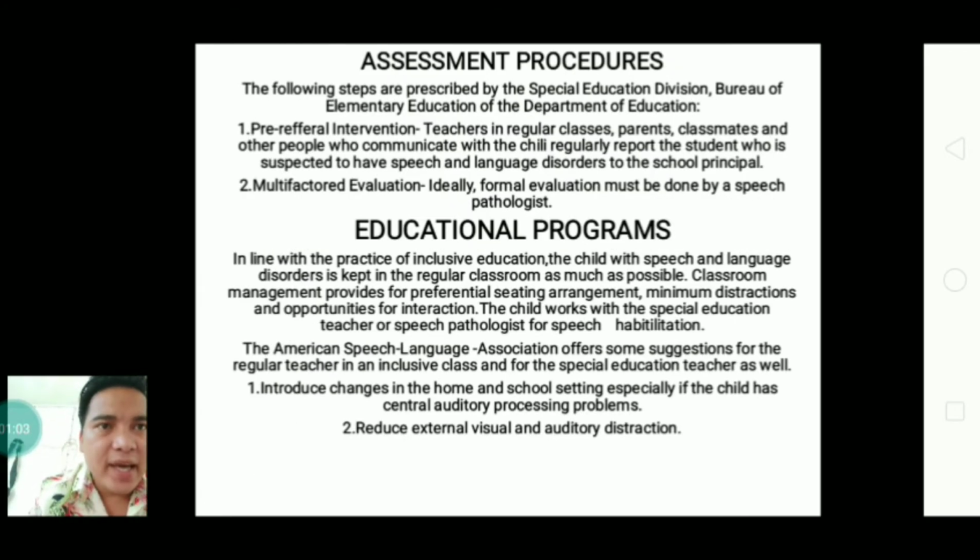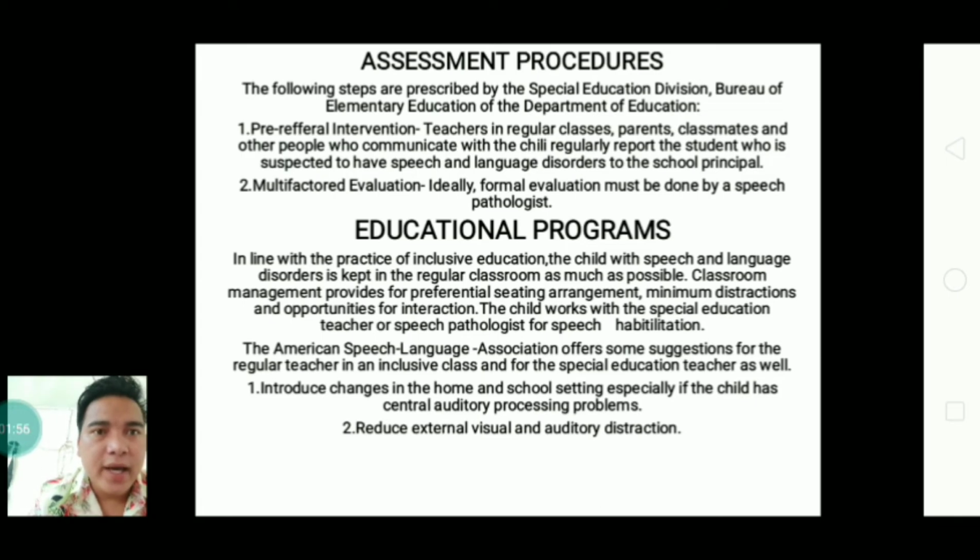Assessment procedure. The following steps are prescribed by the Special Education Division, Bureau of Elementary Education of the Department of Education. First is pre-referral intervention. Teachers in regular classes, parents, classmates, and other people who communicate with a child regularly report the student who is suspected to have speech and language disorders to the school principal. Second is multi-factored evaluation. Ideally, formal evaluation must be done by a speech pathologist.